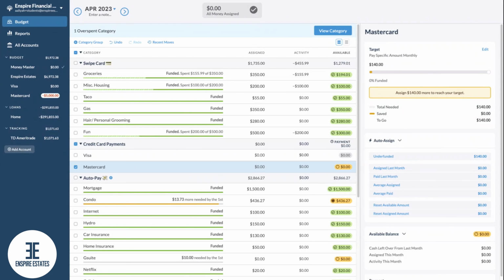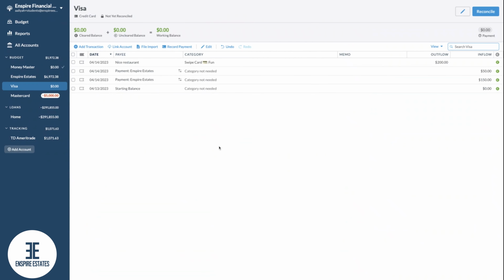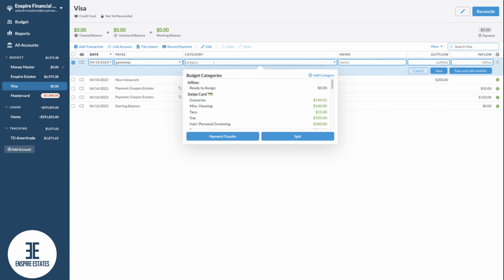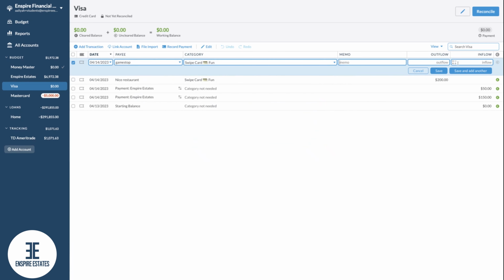Refunds in YNAB are a little bit tricky, but they're absolutely doable. So here we go. Let's say I bought a video game using my credit card for $50. So let's say it was GameStop. I used my fun category for this and it was 50 bucks.